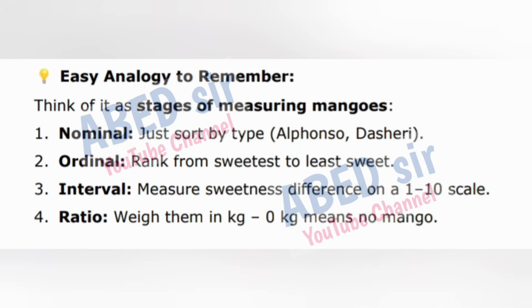Easy analogy to remember. Think of it as stages of measuring mangoes. 1. Nominal, just sort by type, Alphonso, the cherry. 2. Ordinal. Rank from sweetest to least sweet. 3. Interval, measure sweetness difference on a 1 to 10 scale. 4. Ratio, weigh them in kg, 0 kilograms means no mango.